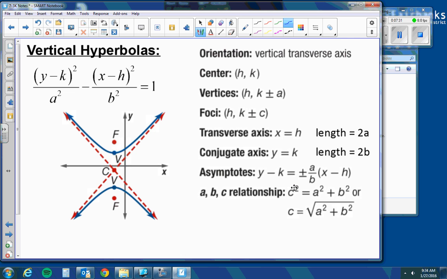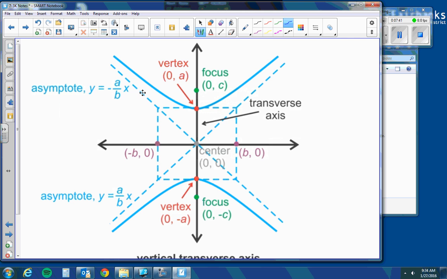And so look at this. Your formula that relates A, B, and C is different. C is now the biggest. It looks like the normal Pythagorean theorem, even though the letters mean something different, but it looks the same. So that's one huge difference.